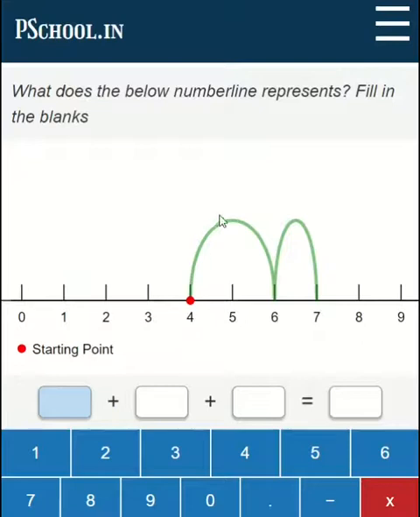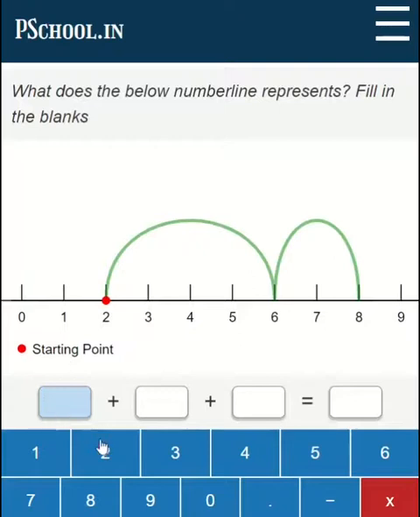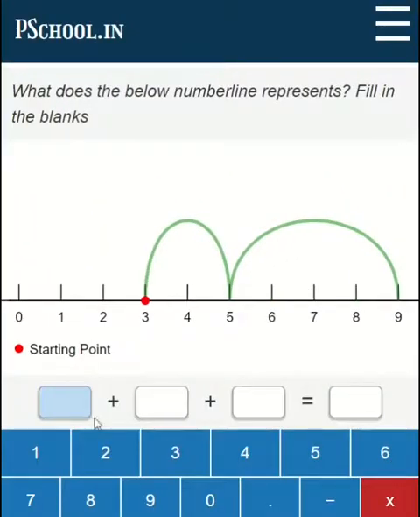Here, actually, there are two additions. 4 plus 2 plus 1, and we get 7. So 2 plus 4 plus 2, and we get 8. 3 plus 2 plus 4, and we get 9.